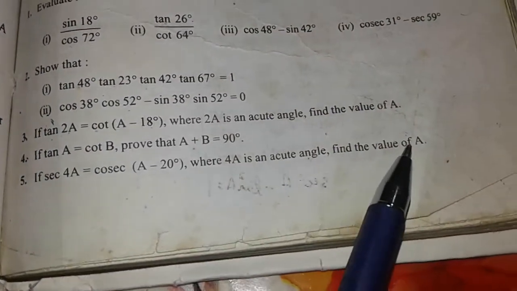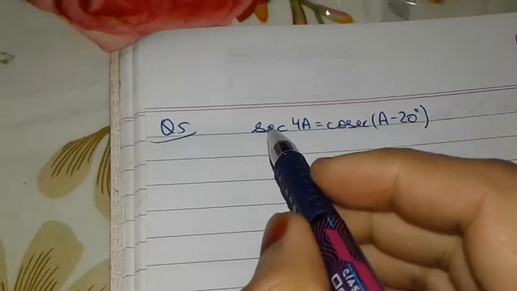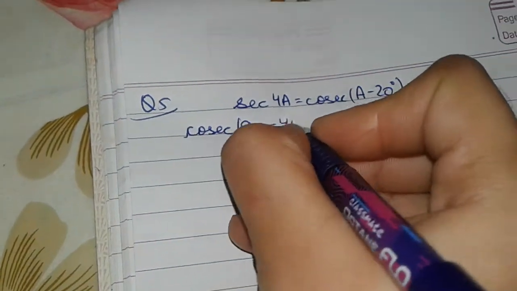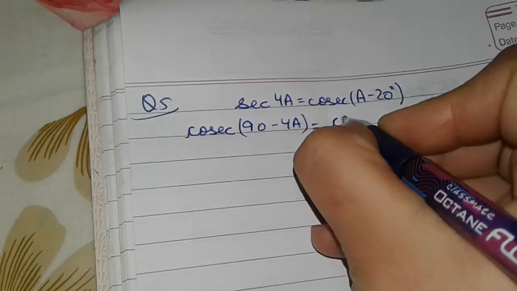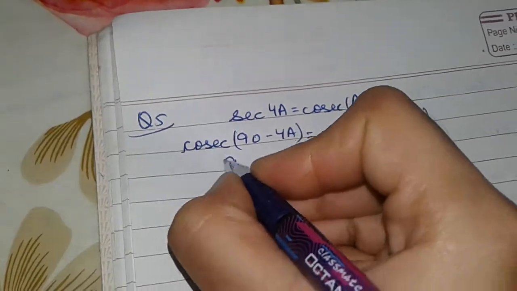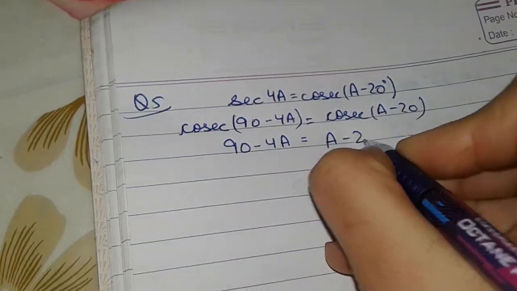Take the fifth question. Question number 5. If sec 4a is equal to cosec a minus 20, where 4a is an acute angle, find the value of a. Write down this question. Here is the question. Again, sec 4a will be written as cosec 90 minus 4a. It is cosec a minus 20. Now, the equation will become 90 minus 4a is equal to a minus 20.